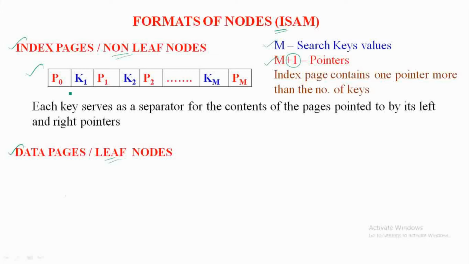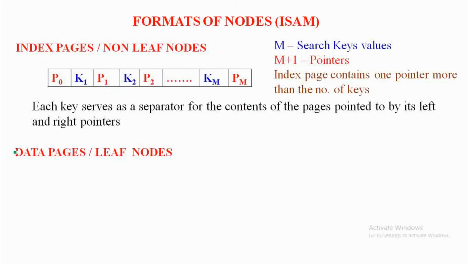As well, each search key value serves as a separator for the contents of the pages pointed by its left and right pointers. If we take the search key value K1, the nodes which are pointed by its left pointer always have search key values less than that of K1. Similarly, the nodes which are pointed by its right pointer will take search key values greater than or equal to that of K1. That's why each search key serves as a separator for the contents of the pages pointed by its left and right pointers.